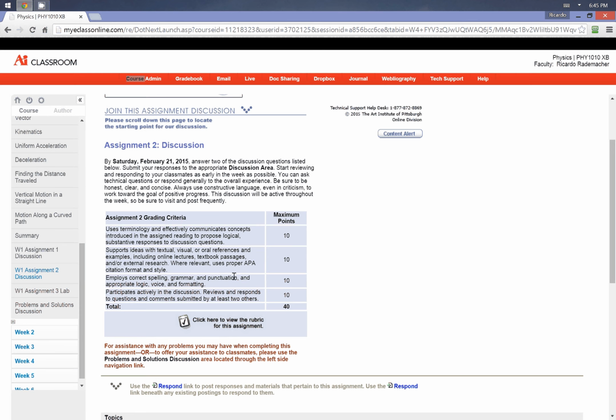Another fourth of the points is spelling, punctuation, and logic. So I need you to be conversant and generally polite with everybody else. And perhaps the most important one is the participation grade, which asks you to reply to at least two other students in a meaningful way.